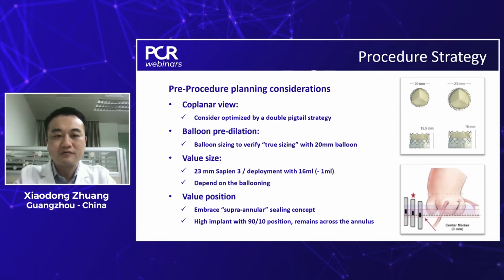And also we already discussed before which size we should choose, the valve 23 or just 20. We'll stick to our first plan, use the 23, maybe -1, but it will depend on the information we can gain from the predilation. And also in China, in the BAV case, for the self-expandable valve, we'll focus more on the supra-annular structure. So sometimes we'll downsize and then implant very high to minimize the PVL. But I think for the SAPIEN 3, the supra-annular theory is also reasonable, and we try to implant high with the 19 and 10 position.